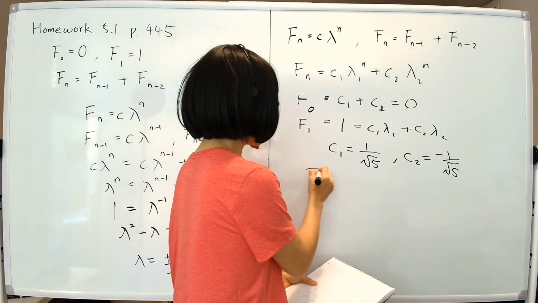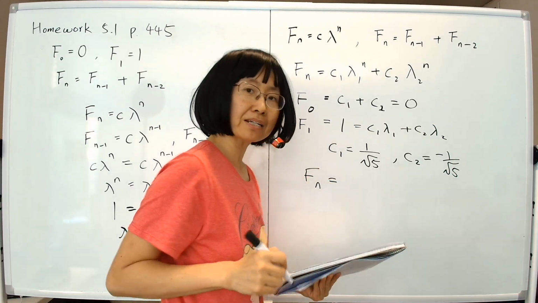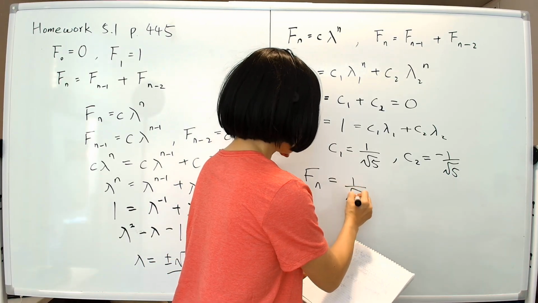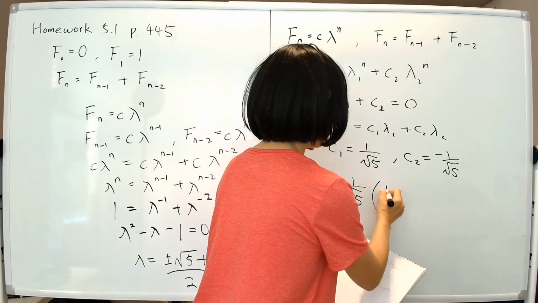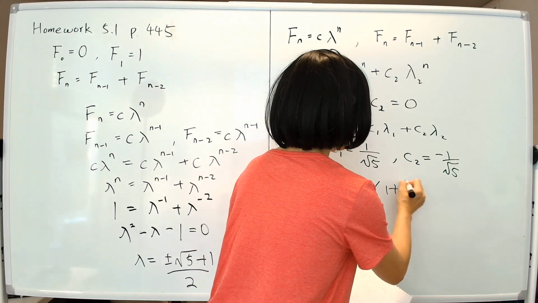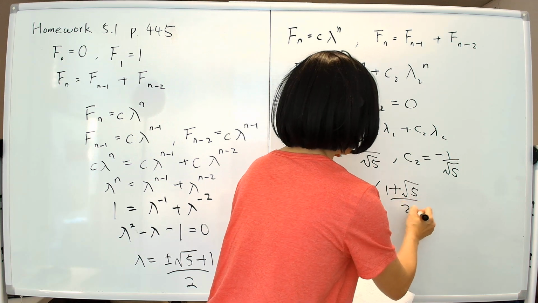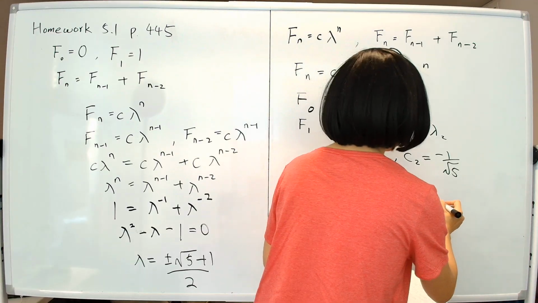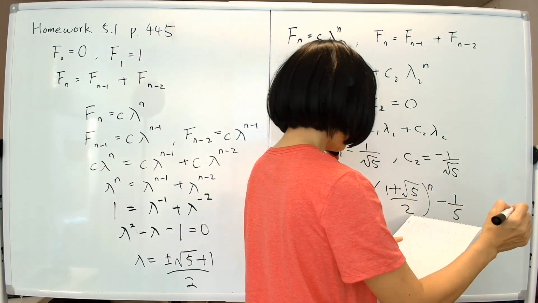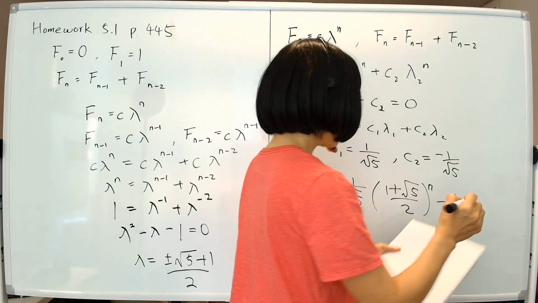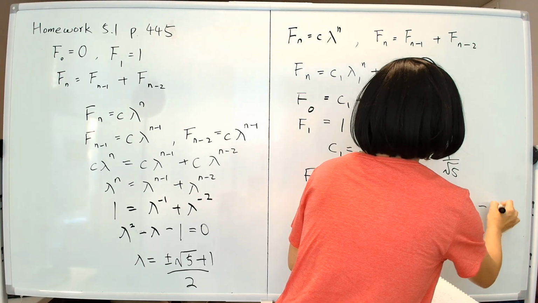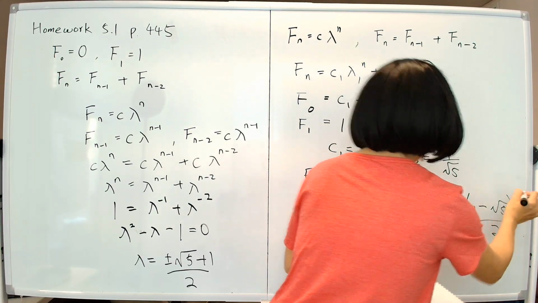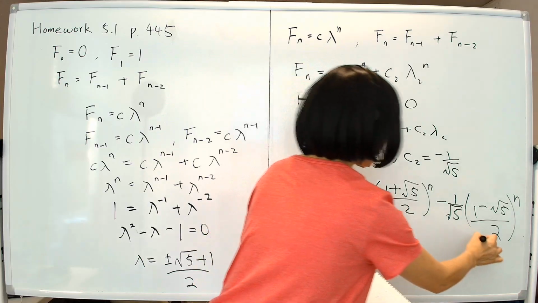At that point, the Fibonacci series can be explicitly represented by the formula: 1 over square root of 5 times 1 plus square root of 5 over 2, where this is lambda 1, to the power n, minus 1 over square root of 5 times 1 minus square root of 5 over 2 to the power n, where this one is lambda 1, and that is lambda 2.